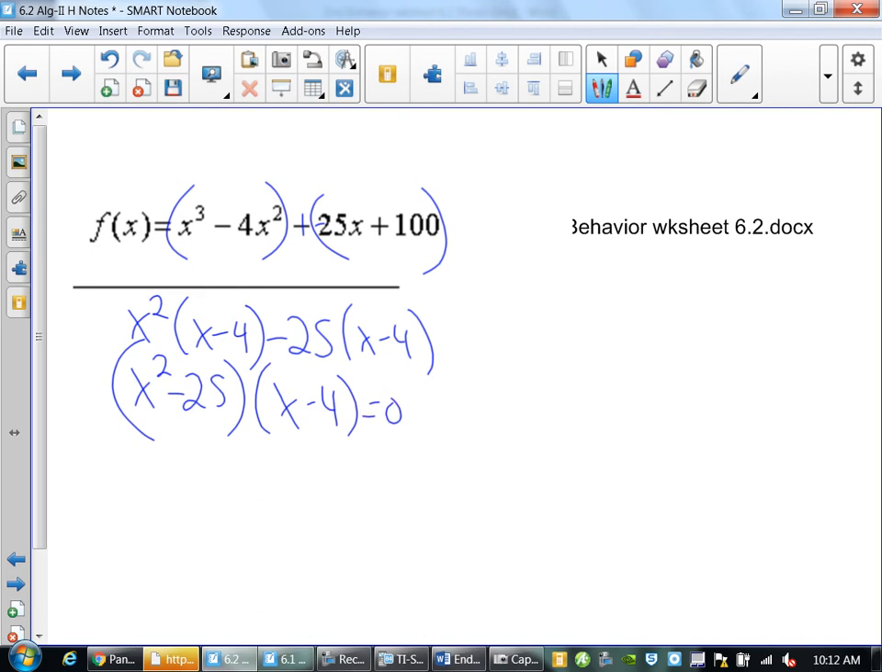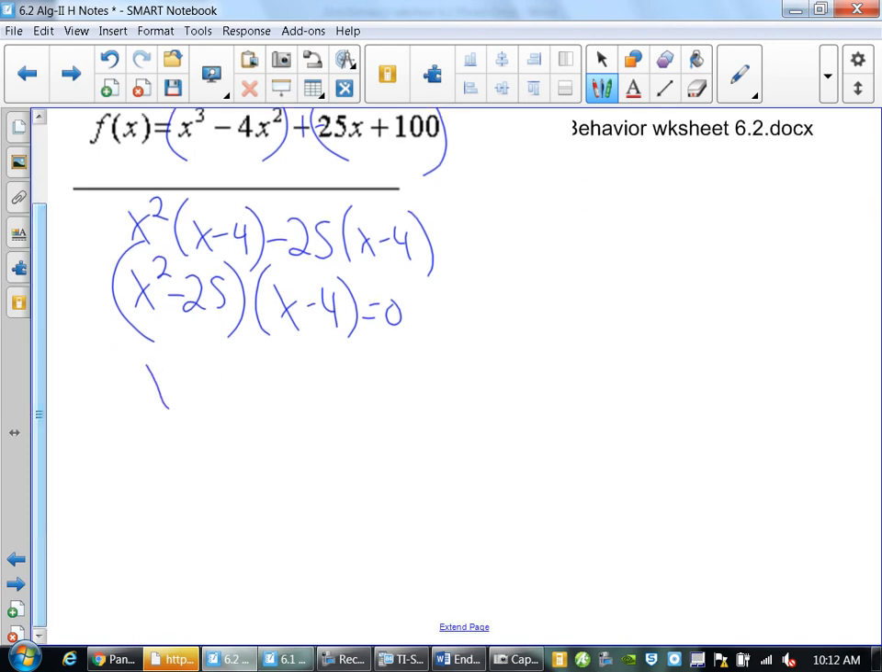Can I factor any of that any further? Yeah. Which one, Cole? x squared minus 25. What do you get? x minus 5, x plus 5, and x minus 4. What are your 3 zeros? 5, negative 5, and 4. Isn't x squared minus 25 the difference of squares? Oh. x minus 5, x plus 5.